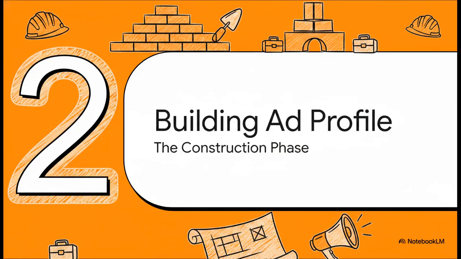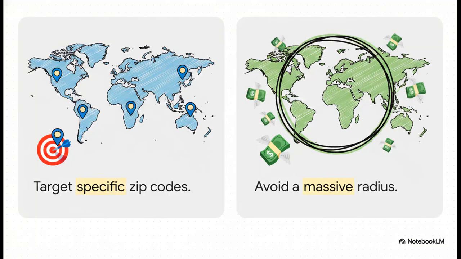Okay, let's dive right into this next phase. Section 2, building your ad profile. This is the construction phase. When you link your accounts, using the exact same Google account that owns your Google business profile, by the way, you're going to need to define your service area. And I want you to pay close attention here, because this directly impacts your wallet.